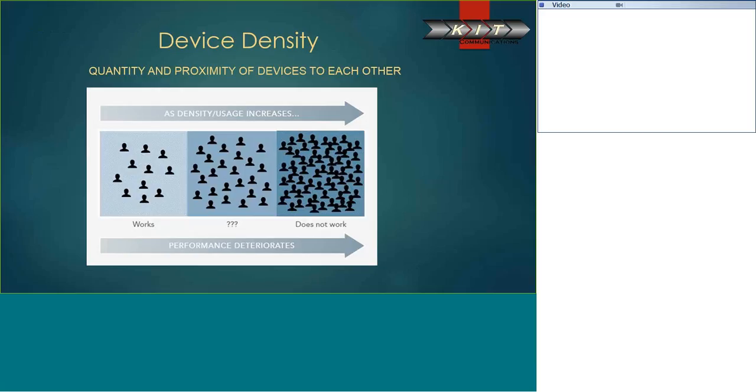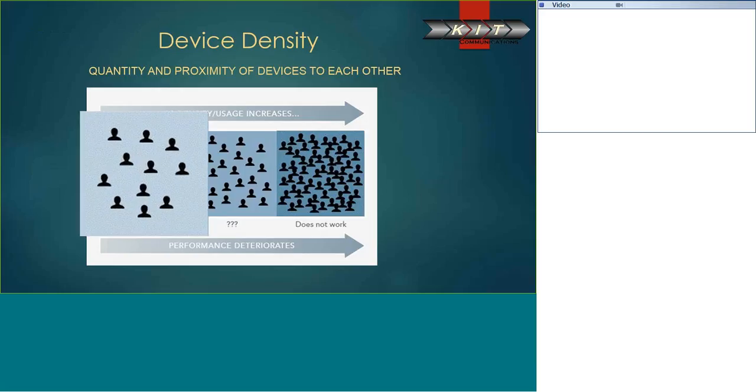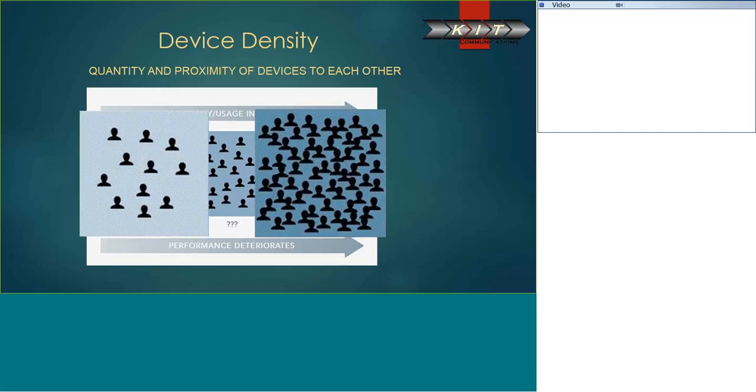So first, looking at device density, we're looking at the quantity and proximity of devices to each other. So we have, in this first scenario, very few users in this space, and everything works great. But what happens to your network or your wireless when we move to this density and we have a lot of users, a lot of devices concentrated in a small area? So we need to make sure that we design with this consideration in mind.